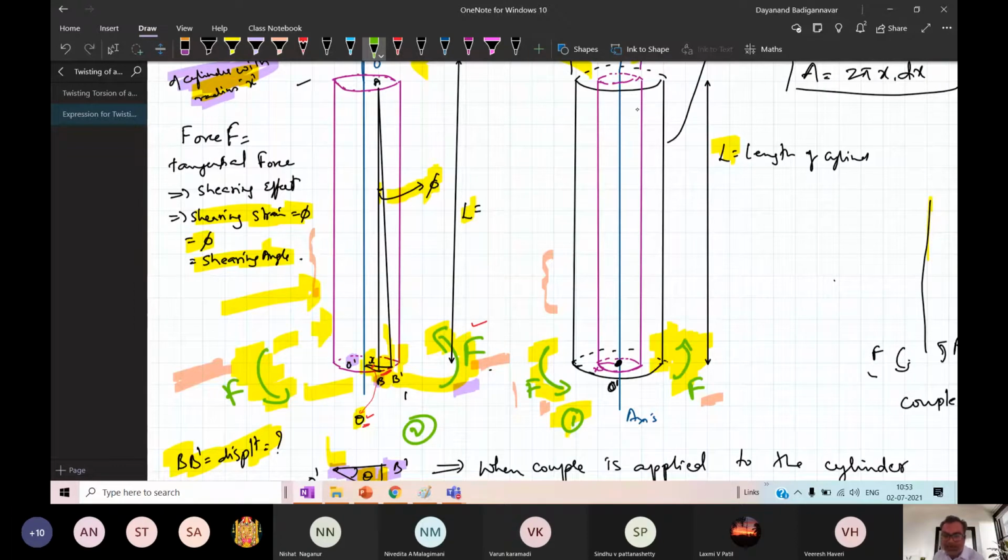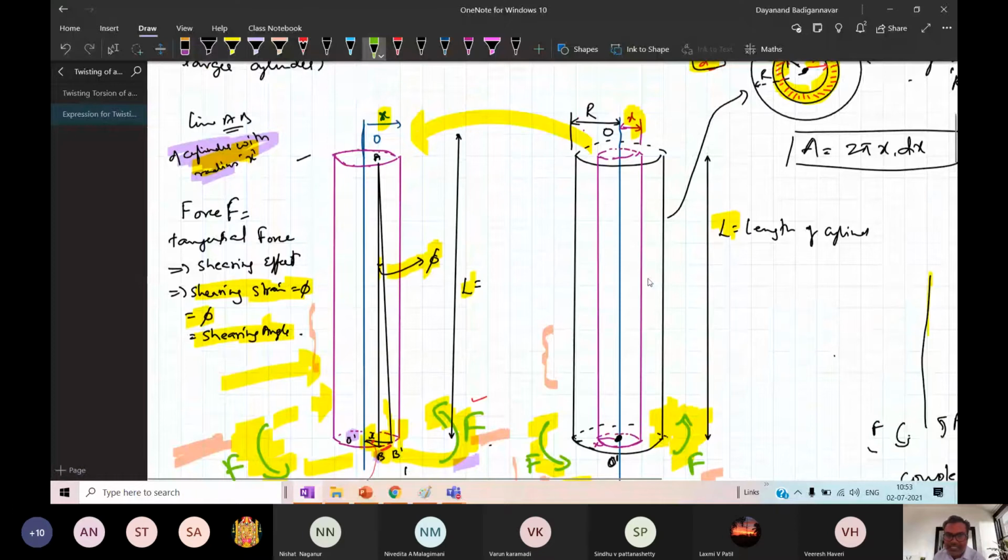I have taken a cylinder whose radius is r, made up of a large number of concentric cylinders placed one inside the other. I have taken one cylinder whose radius is x, and brought it outside like this. I have applied the force to it in the form of a couple, so it gets twisted.